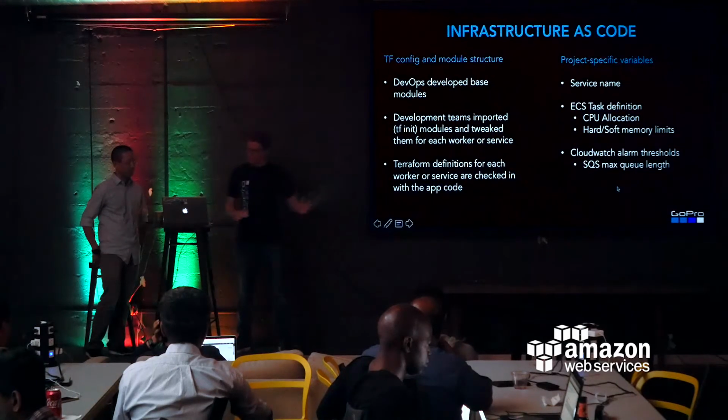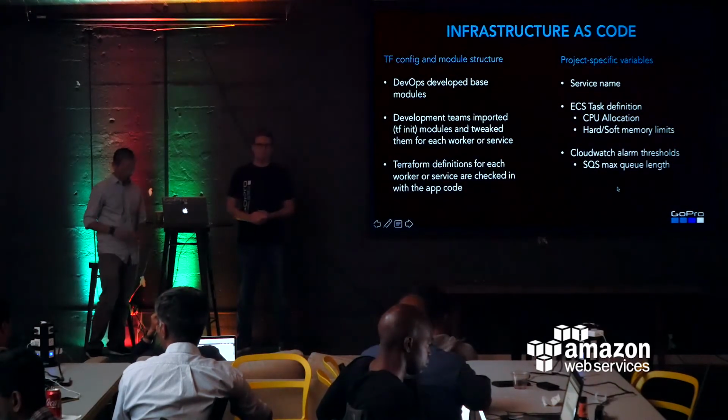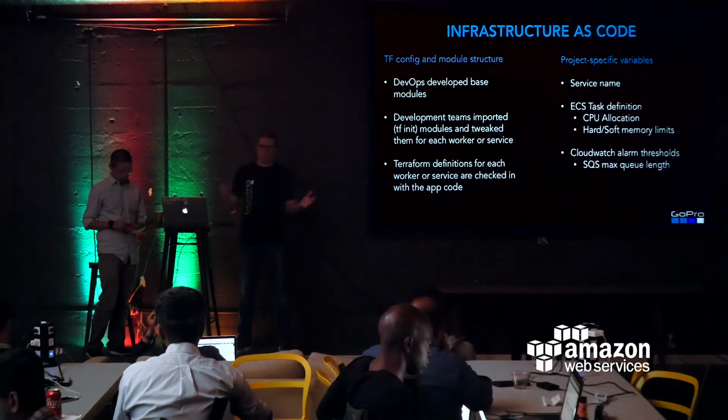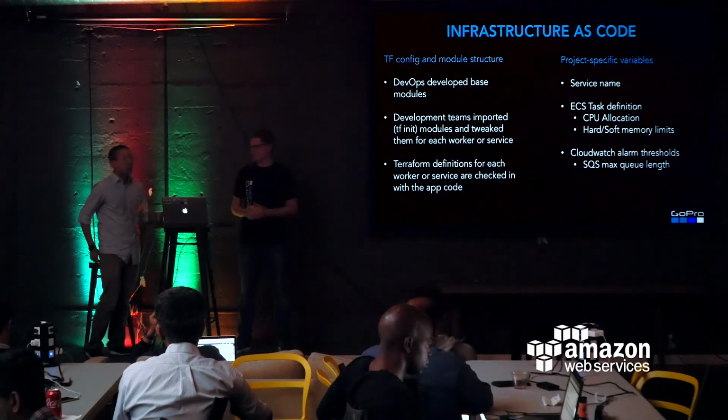And then the last bullet point here is about the CloudWatch alarms on SQS queues. We scale our workers based on the length of the queue. So if there are more items in the queue, then we boot up more containers to run the workers.